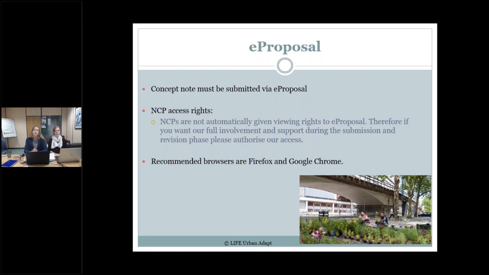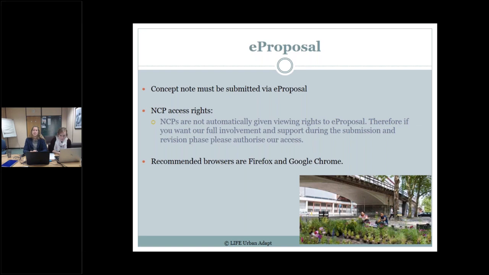I've mentioned e-proposal throughout my talk, but just a few reminders. All concept notes need to be submitted through e-proposal, which is the Commission's online application tool. There is an NCP access rights box, and we recommend you tick this little box to automatically give your NCP rights to view your proposal, so they are able to support you with the application process. The recommended browsers are Firefox and Google Chrome.